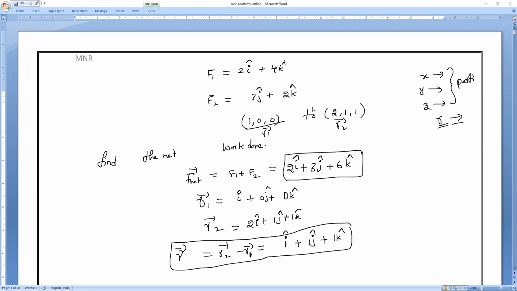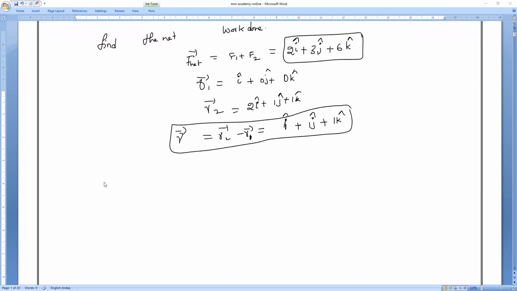Now you have to find the work done. So what is the formula for work done? You cannot specify a particular direction, so we have to use R. So F dot R, as vectors. What is the F value? We got it already, the net F: 2i cap plus 3j cap plus 6k cap, dot product with R, which is i cap plus j cap plus k cap.